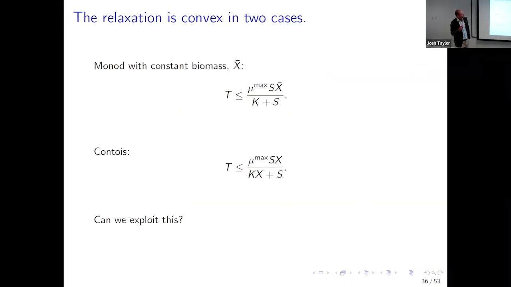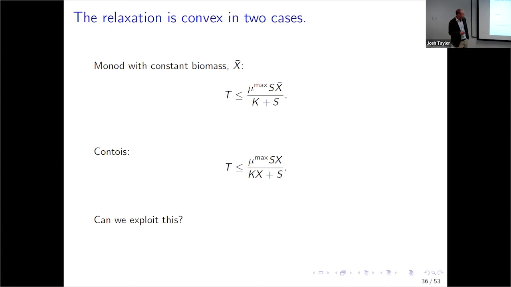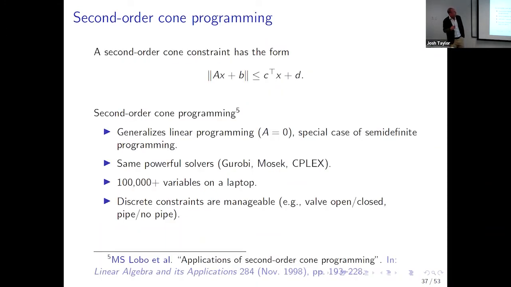Okay, so now we know that the relaxation is convex in two cases. If we say that the biomass is a constant parameter, which is a decent approximation because it tends to be large and unchanging in wastewater treatment, then Monod leads to a convex constraint. And the Contois kinetics lead to a convex constraint as stated, with no further approximation. Okay, so that's good news. Can we find any more structure in there to be exploited? And the answer is yes.